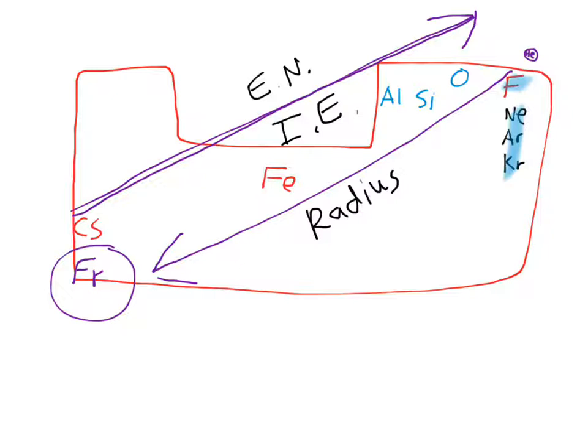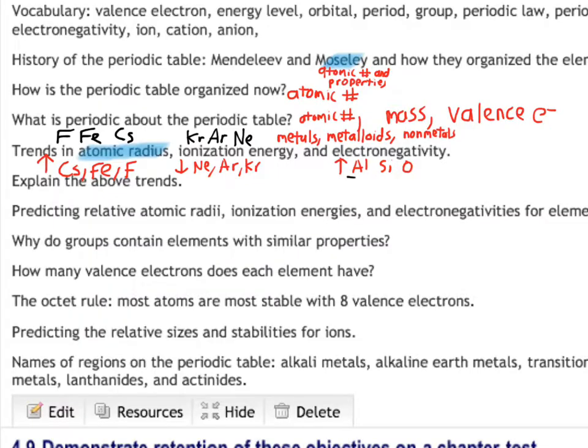So the order of increasing electronegativity would be aluminum, silicon, oxygen, which is the same order as what's given already.